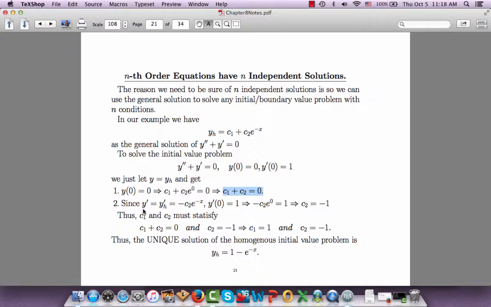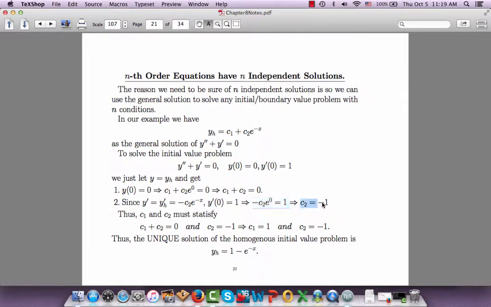Now when we differentiate our solution, which is this y sub h, and I'm calling it y at the same time, notice I'm calling them the same thing, all we get is the derivative of the constant is 0, and the derivative of this constant times e to the negative x is just negative times that. So I get negative c2 e to the negative x. So plugging that into our initial condition, y prime of 0 equals 1, I get negative c2 e to the 0 has to be 1, but e to the 0 is 1. So c2 has to be equal to negative 1.